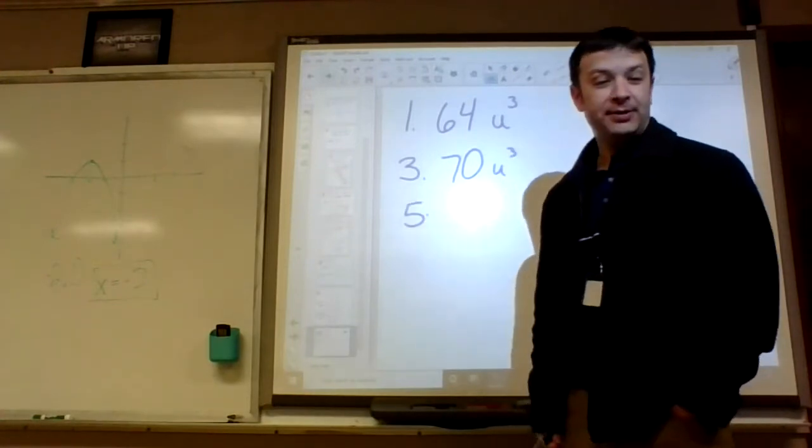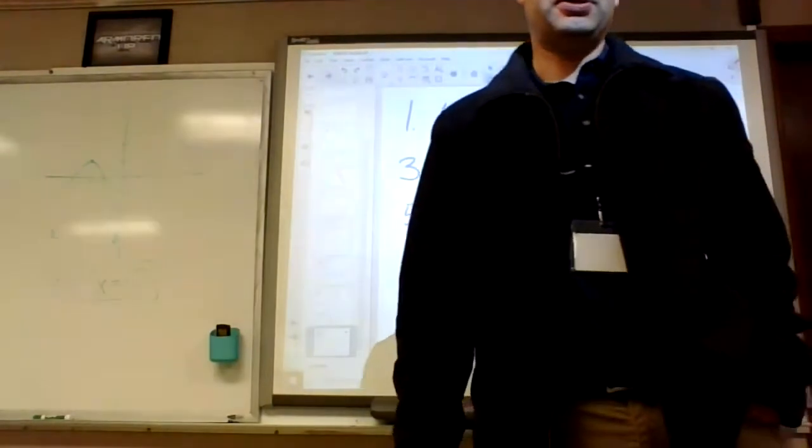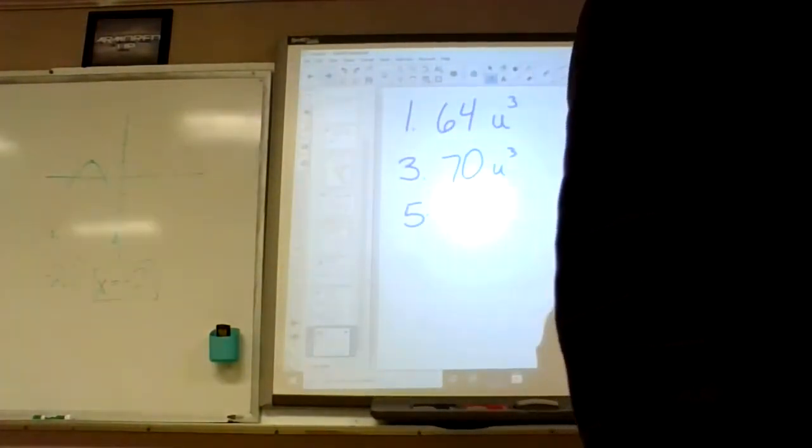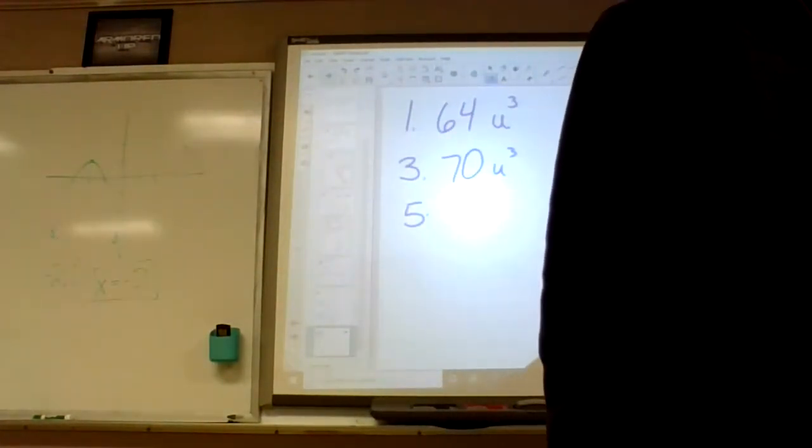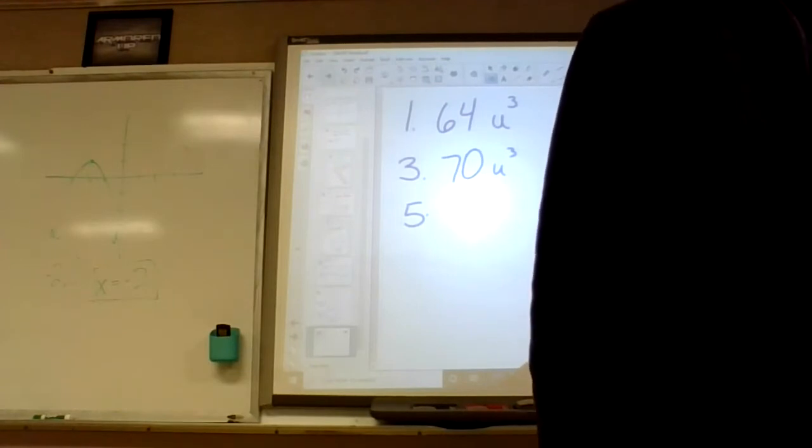So easy. Wow. This is why I don't do math. They're setting you up for failure. Number 5, a cube with edges x.